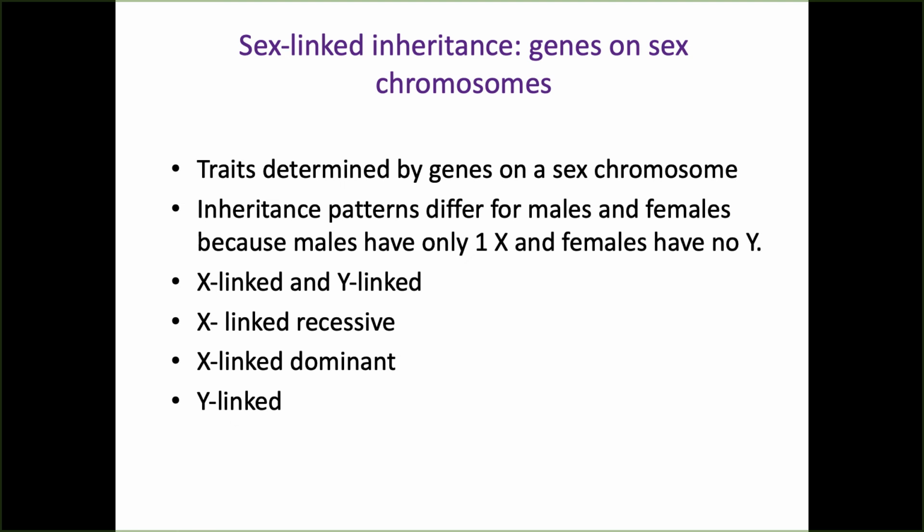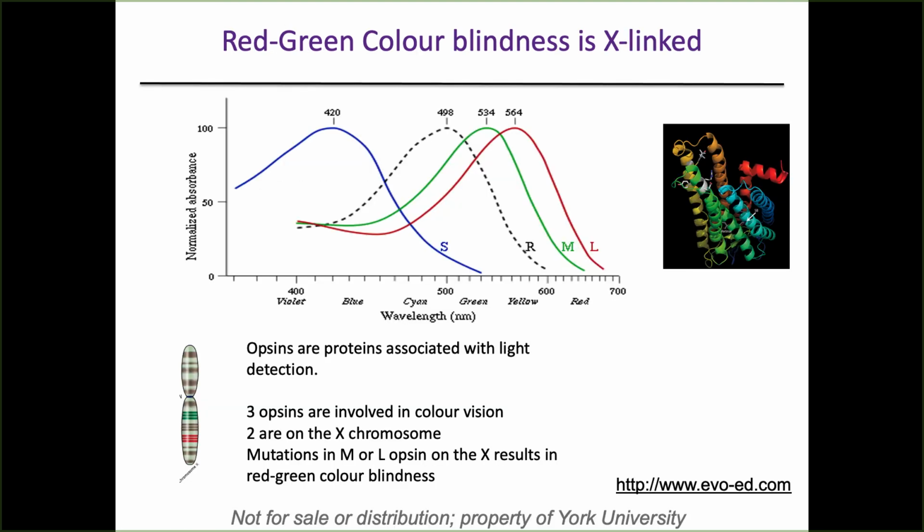Let's talk a little bit more about X-linked inheritance. A very well-known example of an X-linked gene is the gene that's responsible for causing red-green color blindness. You don't have to remember all of these details about what causes red-green color blindness, but I thought it would be helpful to you to make the connection between a gene, an allele, and a protein. Opsins are proteins associated with light detection. Here is a picture of an opsin protein.